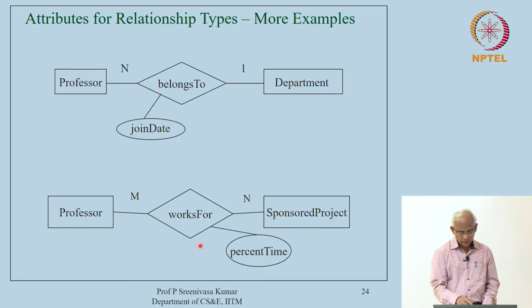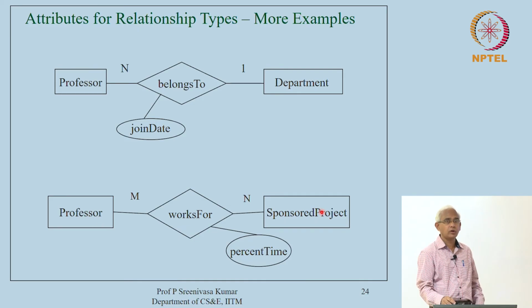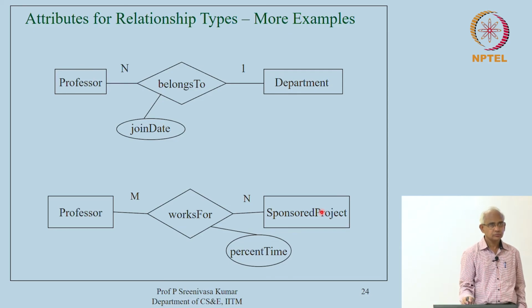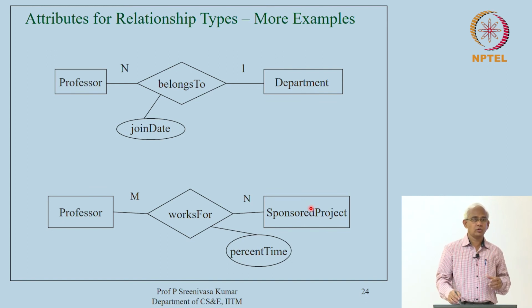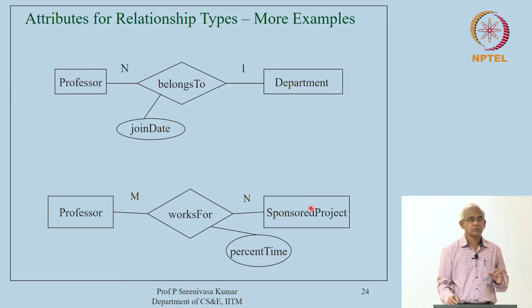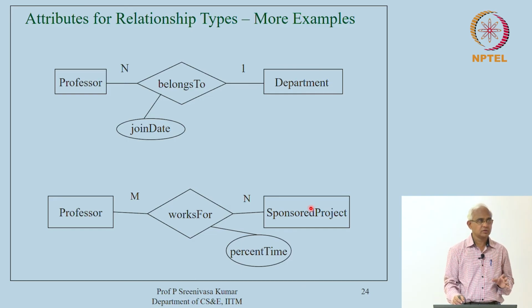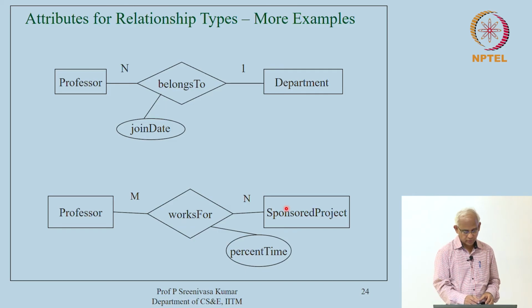Now, here is another attribute. We talked about professors getting involved in sponsored projects. If a professor is involved in sponsored projects, the sponsoring agency might like to know what is the percentage of time that you are going to devote to this project. You have certain working time, you have teaching and other commitments, but we would like to know how much is given to this particular sponsored project. So, the percentage time given to a sponsored project is a possible attribute in this context.